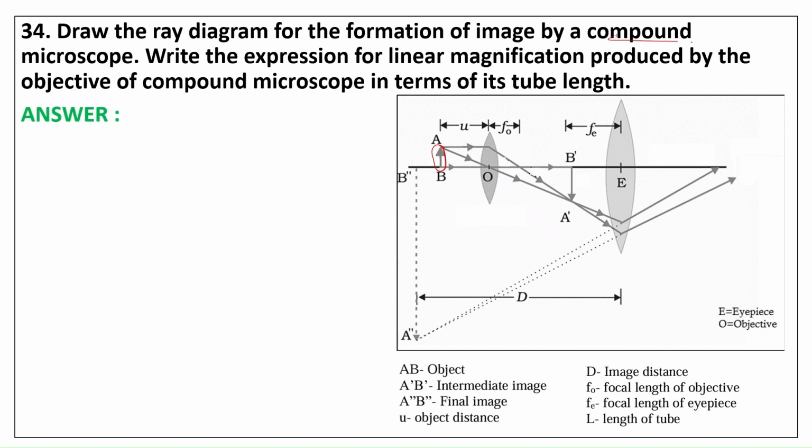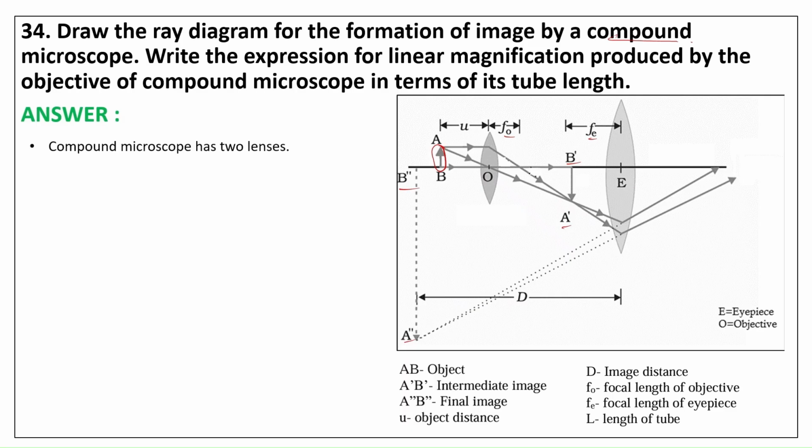Where AB is the object. A'B' is the intermediate image. A''B'' is the final image. U is object distance. D is image distance. F0 is the focal length of the objective. FE is the focal length of the eyepiece. L is the length of the tube.